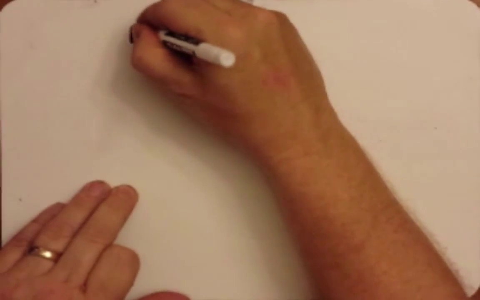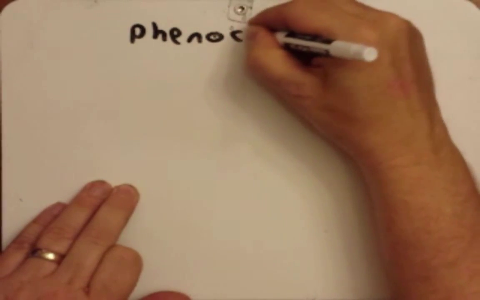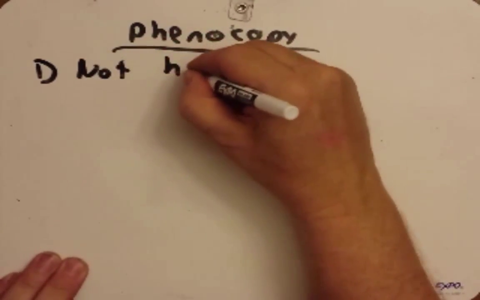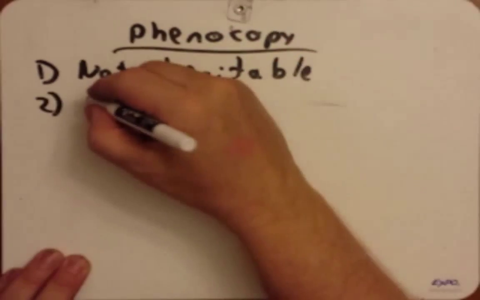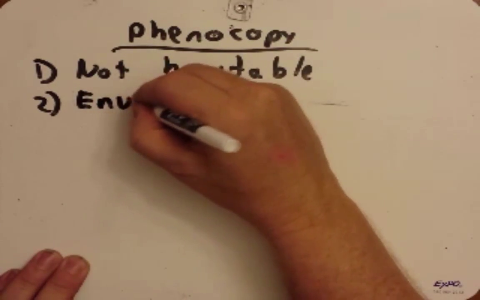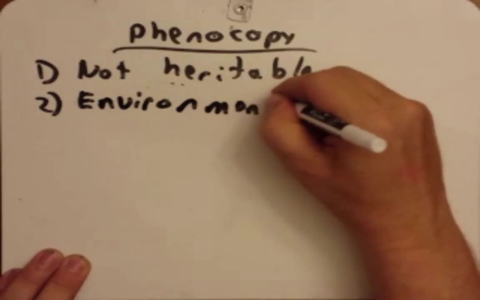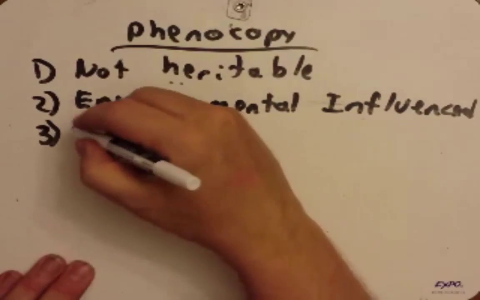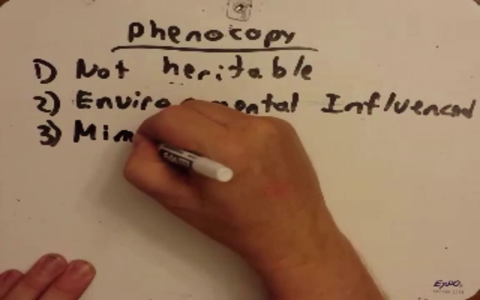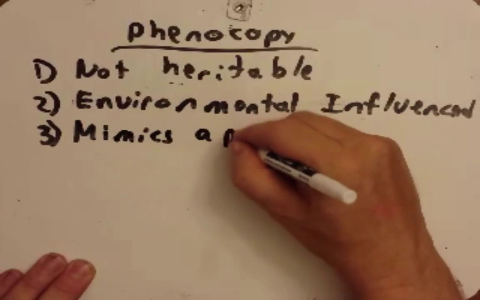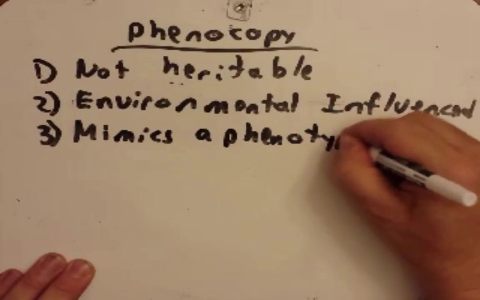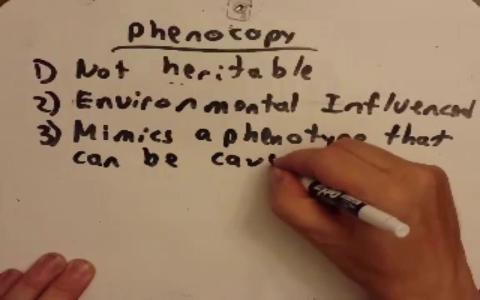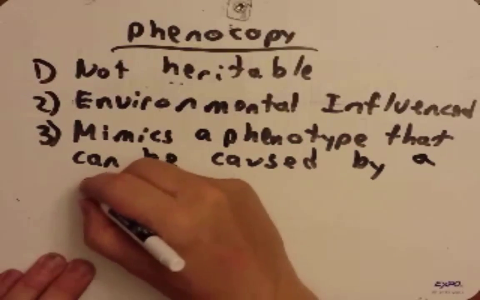Alright, let's next talk about something called phenocopy. A few things we should say about phenocopies. First of all, they are not heritable. They are heavily influenced by the environment. So a good definition of it would be a phenocopy mimics a phenotype that can be caused by a gene mutation.